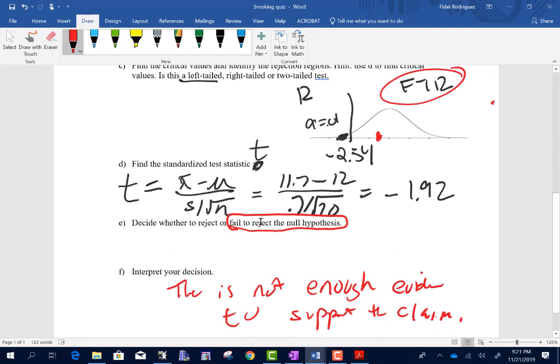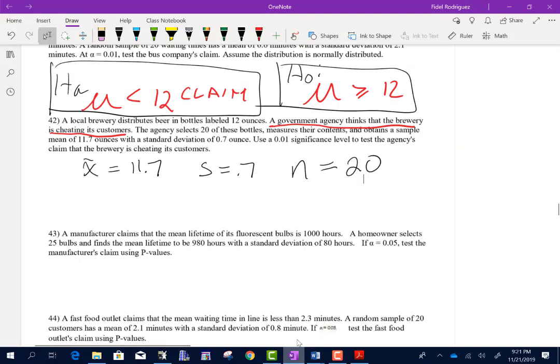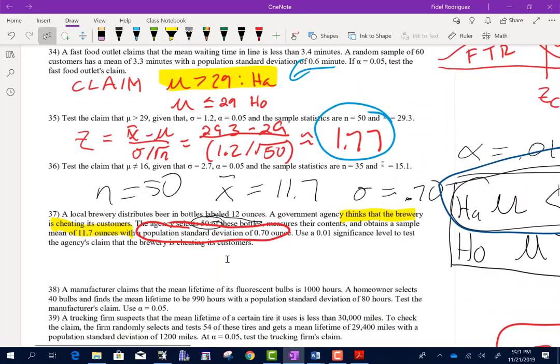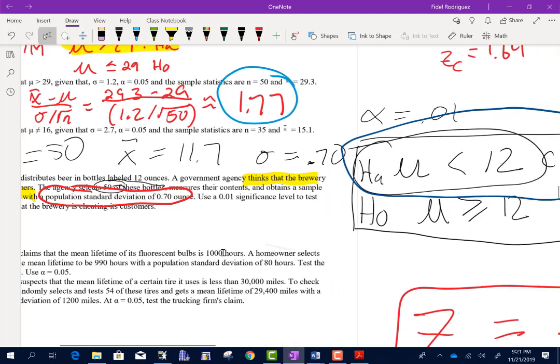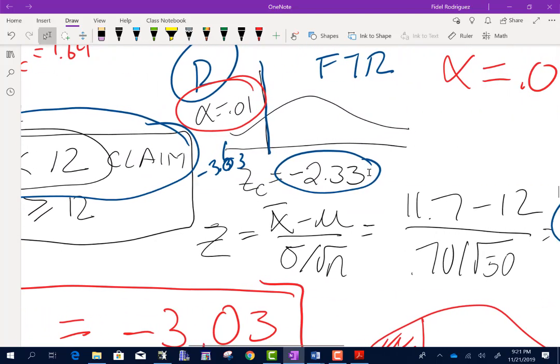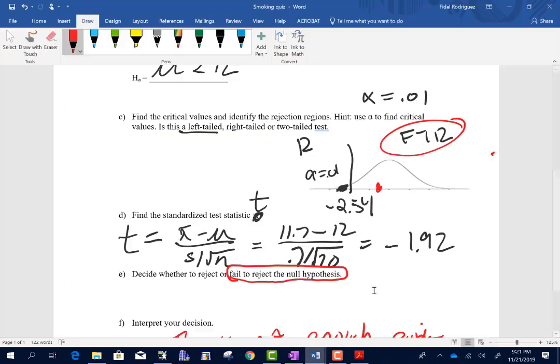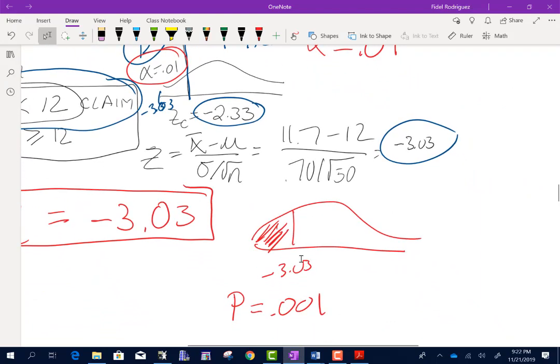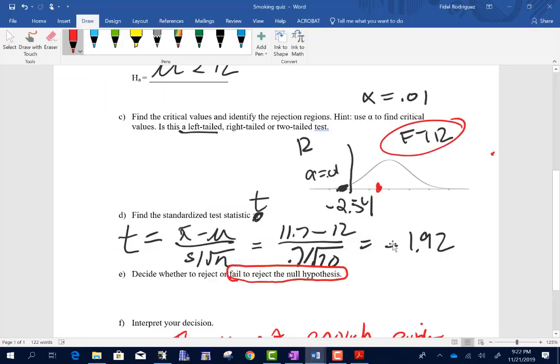Do you see the only thing we did different from, what number was this again? I'm sorry, this is number 42, right? The only thing we did different from 42 to the other one, was it 37? When we did 37 over here, look at the critical value we came up with. We came up with a negative 2.33, right? And when we did it right now, our critical value was a negative 2.54. And when we did our test statistic, we came up with a negative 3.03. And when we did this one here, we came up with a negative 1.92. But isn't the process exactly the same?